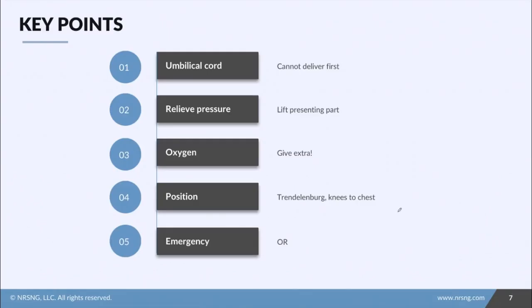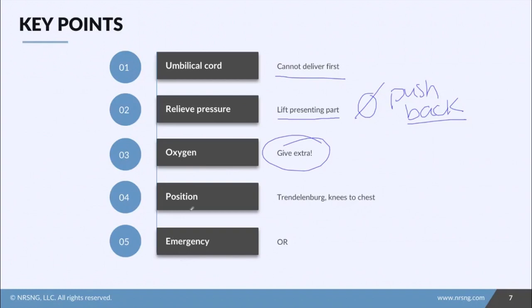All right, let's review what we've learned. So the umbilical cord cannot deliver first. So we have to relieve pressure on it. So we are going to lift the presenting part. Remember, we are never going to push it back in. So do not do that. Never push back. Oxygen, we're just giving extra oxygen and it's going to go to the baby.